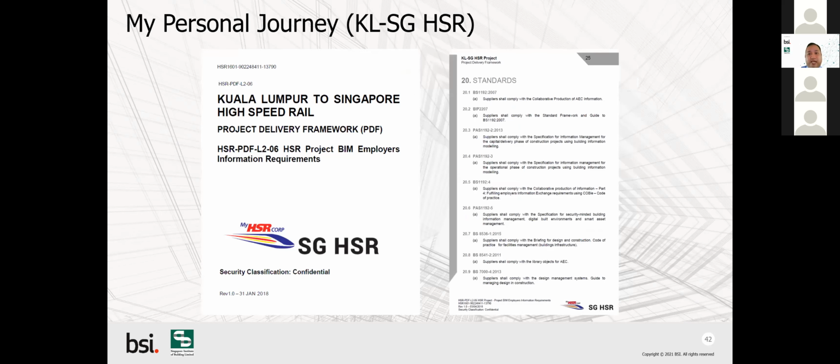So it's the same thing. AECOM Singapore was doing the Singapore portion of the Kuala Lumpur High Speed Rail, but it's the same as the Malaysia side. You can see from this document, the project delivery framework, and under standards, we were using BS 1192 and PAS 1192 as well. So for that particular project, we were already employing those standards.